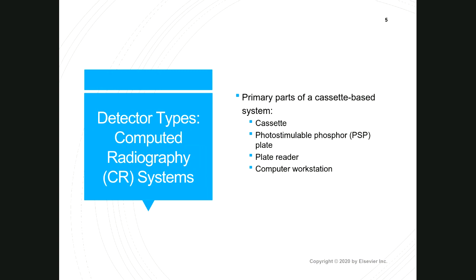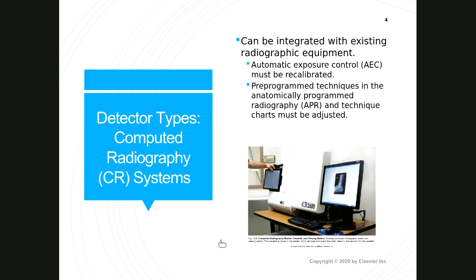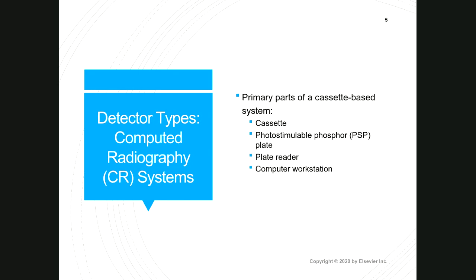You also need a plate reader, and you have a computer workstation. So if we go back for a second and look, this right here would be your cassette, and inside this cassette is your PSP plate. So both of those are contained in this cassette. This is your plate reader, and this is your monitor and your computer workstation, your desktop station that is required in order to visualize that image that you took.